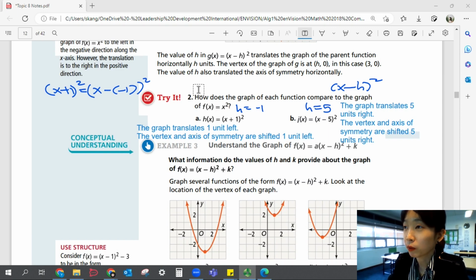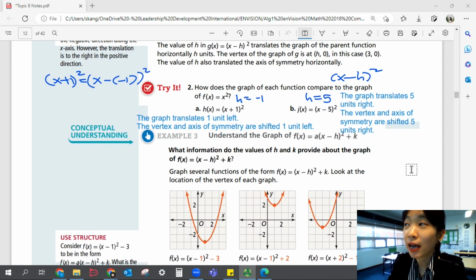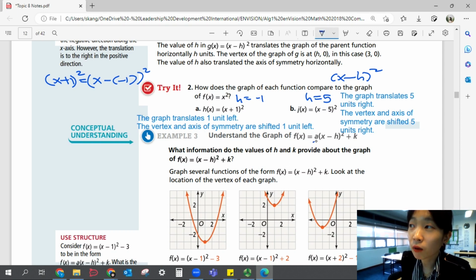Let's look at example 3, conceptual understanding. Understand the graph of f of x equals a(x minus h) squared plus k. Now we have a, h, and k as constants. They're going to be numbers in different forms. Your parent function, remember, is x squared. And we're adding these numbers, and these all represent different transformations. So that's going to be the form of transformation for the quadratic functions.